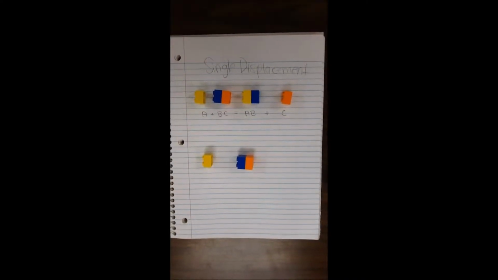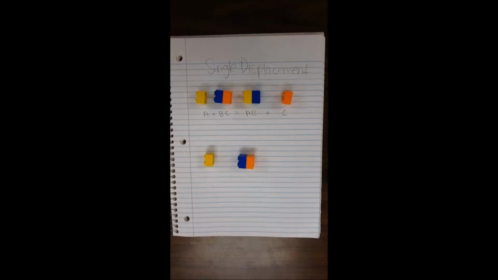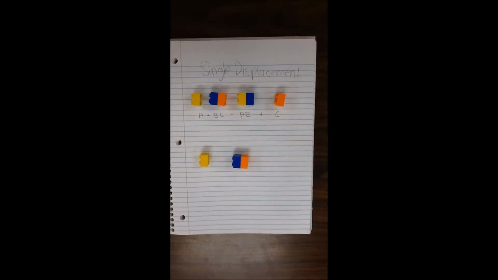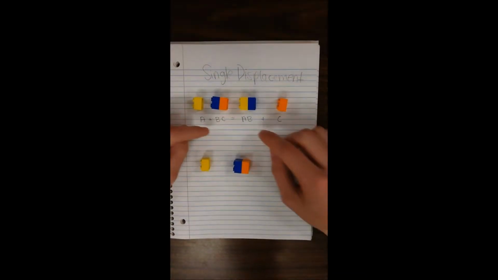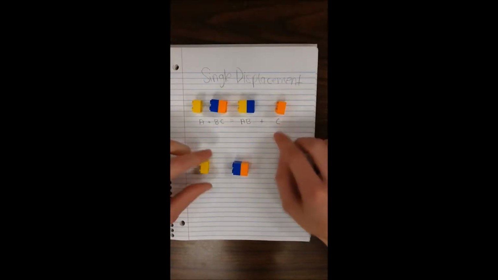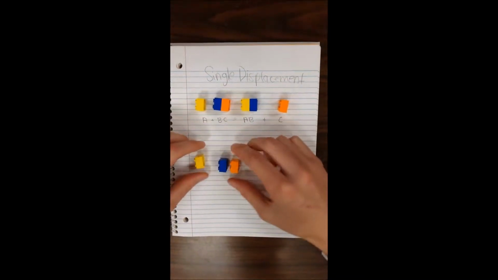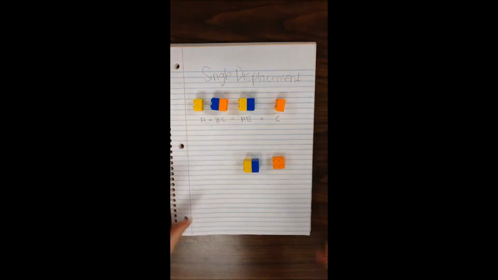A single displacement reaction is a type of chemical reaction where an element reacts with a compound and takes the place of another element in that compound. This type of reaction is typically pictured like this: A plus BC equals AB plus C. So the A and BC, the BC splits apart, the B goes with the A, and the C is left over in the final product.